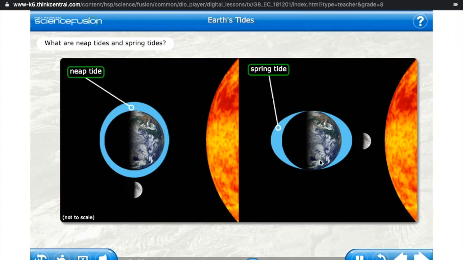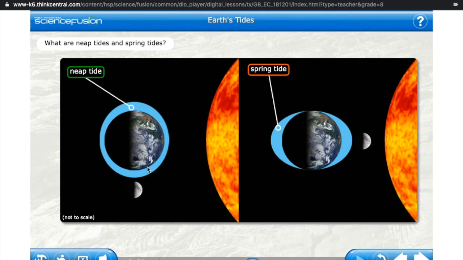So let's first look at neap tides. As you can see, our moon, our Earth, and our sun are making a 90-degree angle, so they're not perfectly aligned in a straight line. Neap tides occur twice a month, during the first and third quarter moon. Since the Earth, sun, and moon don't make a straight line, we have the gravitational pulls of the moon and sun in opposite directions.